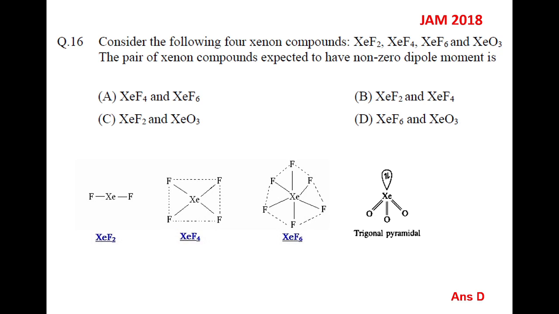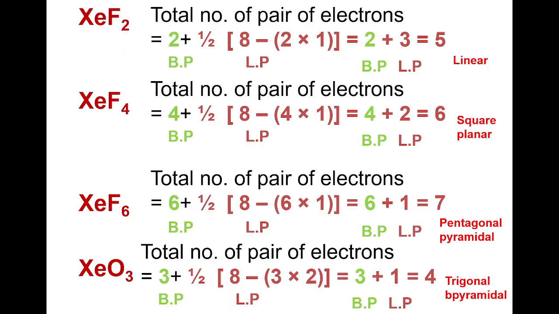So how will you predict the shape of a molecule? We have a reference like before. In this way, by using the previous formula, we will get the shape of xenon compounds by calculating the number of bond pairs and number of lone pairs of electrons. Then you will go to the respective table. The corresponding shape will be the shape of the relevant molecules.